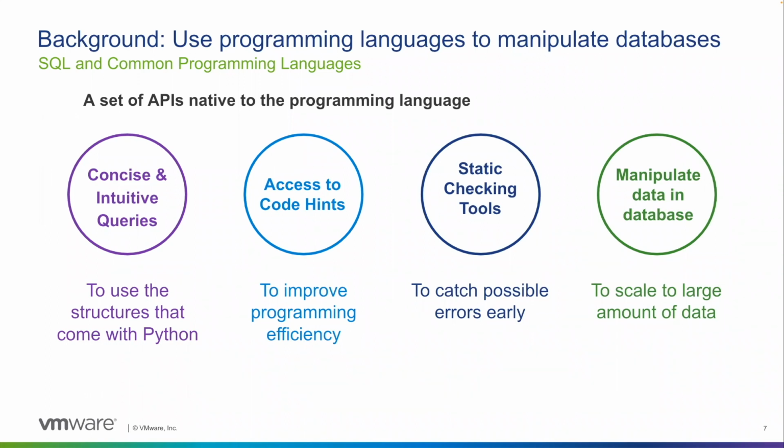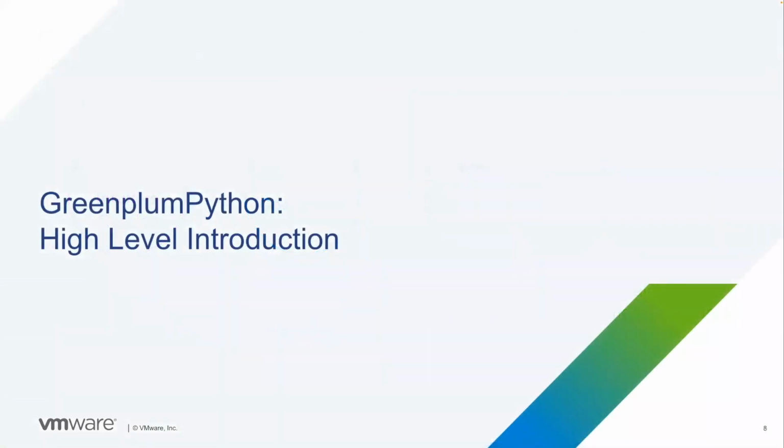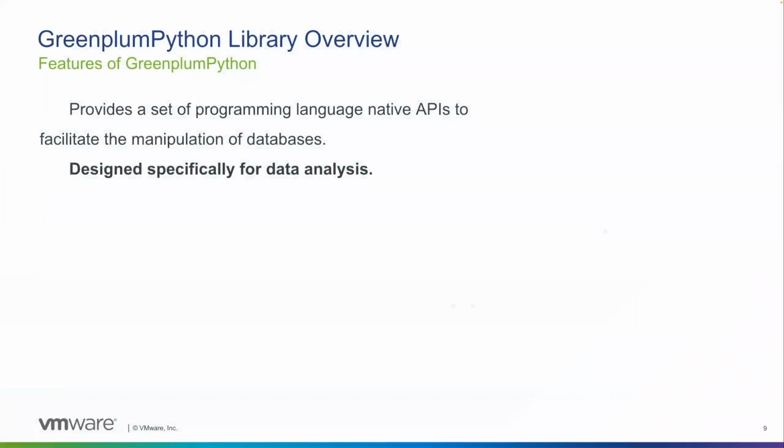And as a solution, we introduce Greenplum Python. As I have presented, Greenplum Python is a Python library that provides a set of programming language native APIs for facilitating database manipulation. It's designed specifically for Python users, enabling data analysis without the need to export data to a local machine.